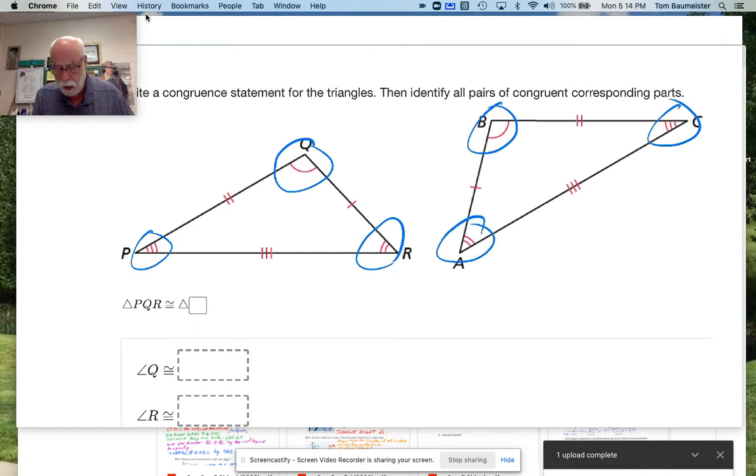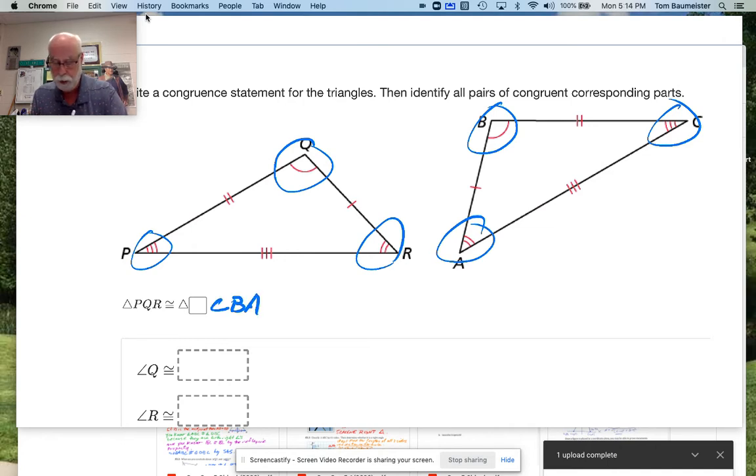Again, you could have even done the sides. I chose to do the angles. Choose whichever one you want. So we can now say that triangle PQR is congruent to triangle CBA. And they already got the triangle symbol there. Don't put a triangle there.